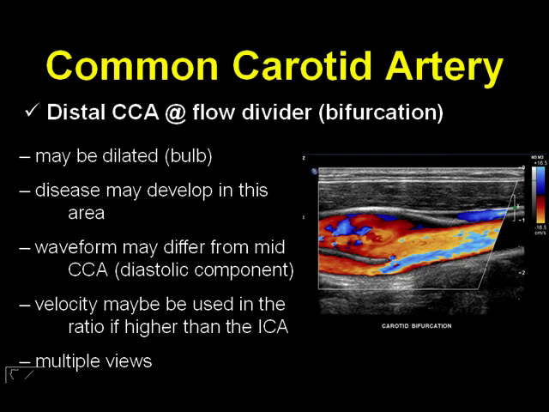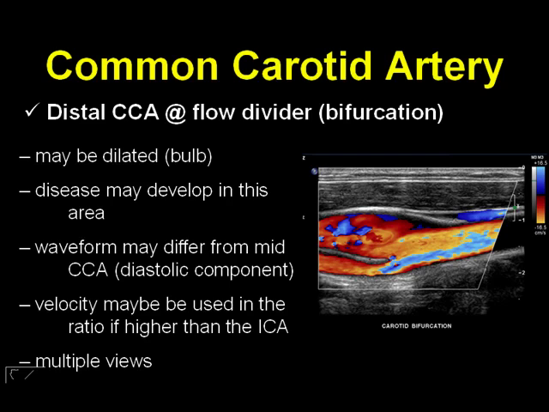Now, the bifurcation may be an area that is dilated and bulbous, and it is an area where you may develop disease, and this is the reason why we like to stop here and acquire a flow velocity, keeping in mind that the highest velocity within a stenosis, if the disease does involve the bifurcation and the internal, may in fact be at the level of the bifurcation, and you wouldn't want to miss that by reporting out a lower velocity acquired within the internal carotid artery.